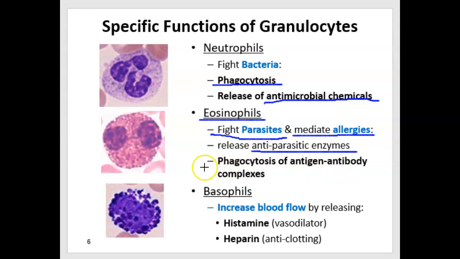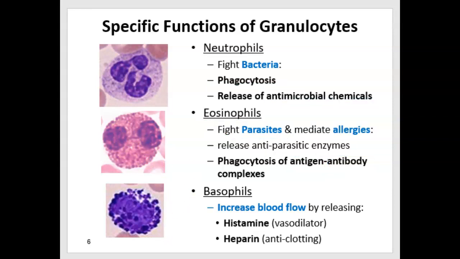They are able to perform phagocytosis, but not of a whole bacteria, instead just of complexes of antigens, which are foreign molecules, bound to antibodies. And those antibodies are made by lymphocytes. They attach to the antigen, and then phagocytosis by an eosinophil occurs. When we discuss the immune system, we'll talk about that in a lot more detail. For right now, you just need to know that eosinophils fight parasitic infections because they can release antiparasitic enzymes.